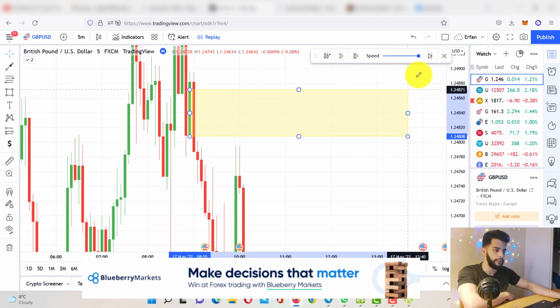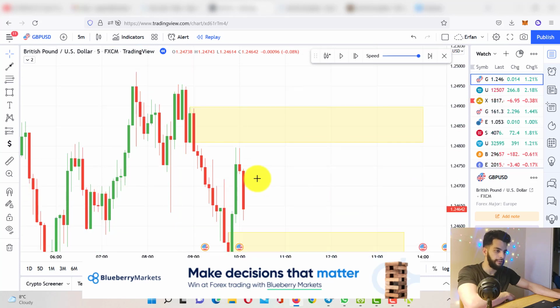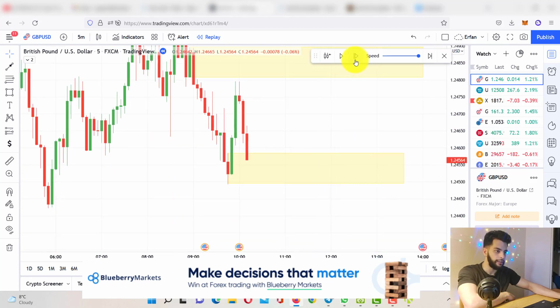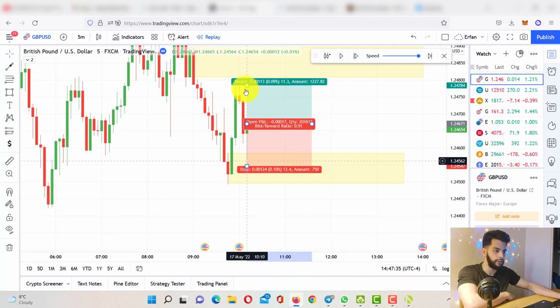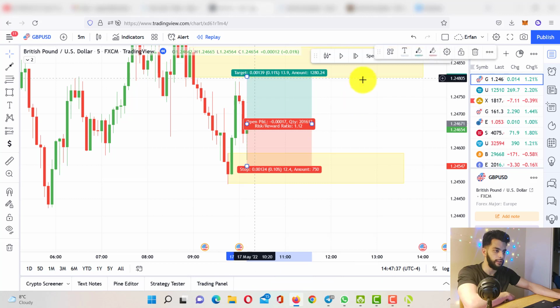So this is a high probability supply zone that even this candle never tapped. And this one, look at this. This candle is beautiful. You can take another trade, put your buy stop here, your stop loss here, and your TP right here.